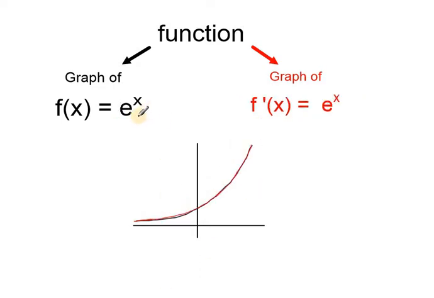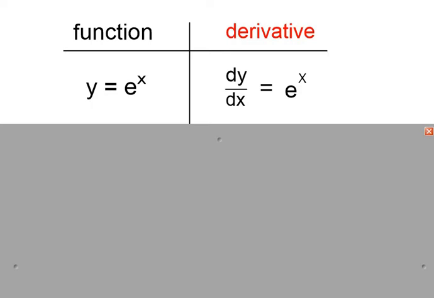So e to the power of x and its derivative are exactly the same, which is what makes the value e a special mathematical constant. So if we're looking at derivatives, y equals e to the power of x, so dy by dx is equal to e to the power of x. These are exactly the same. And I could have used function notation here as well, f of x equals and f dash x equals on this side. They are exactly the same, only for e to the power of x.